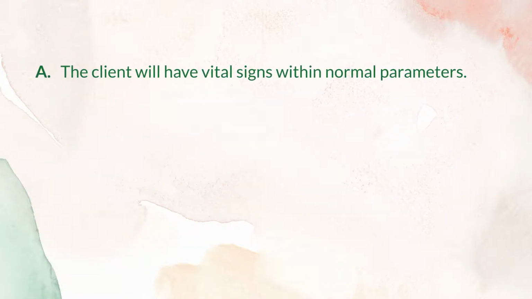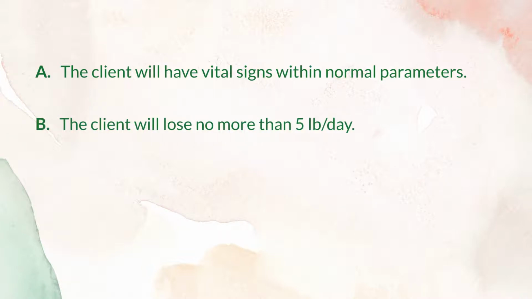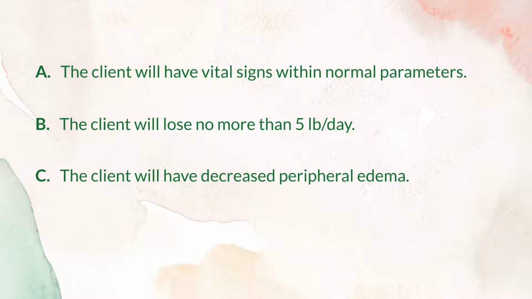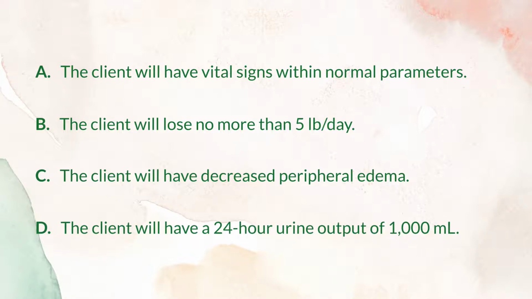A. The client will have vital signs within normal parameters. B. The client will lose no more than 5 pounds per day. C. The client will have decreased peripheral edema. D. The client will have a 24-hour urine output of 1,000 milliliter.